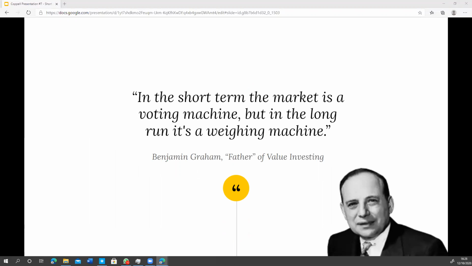So here, this is a quote by Benjamin Graham, and he's the father of value investing. And he states, "In the short term, the market is a voting machine, but in the long run, it's a weighing machine." And this quote basically explains the difference in nature between short-term trading and long-term investing.